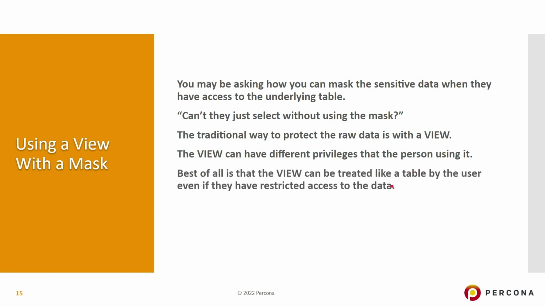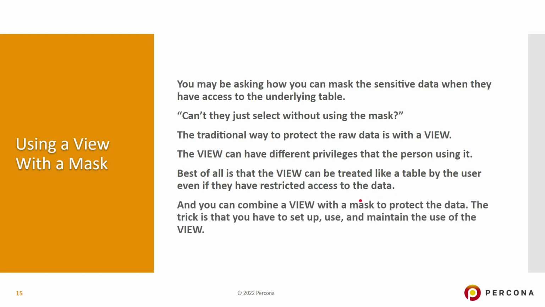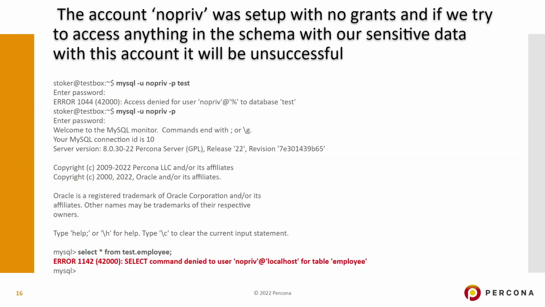Now, the best of all is the view can be treated like a table. So the information you pull from the view can be run through a windowing function, some sort of aggregate function. They can't see the secret data, the sensitive data underneath, but they can manipulate what they do get, which has been masked. And if you do combine a view with masked protected data, the trick is that you have to make sure that you're consistent about it. Make sure you set it up, use it, and maintain the use of the view and enforce it.